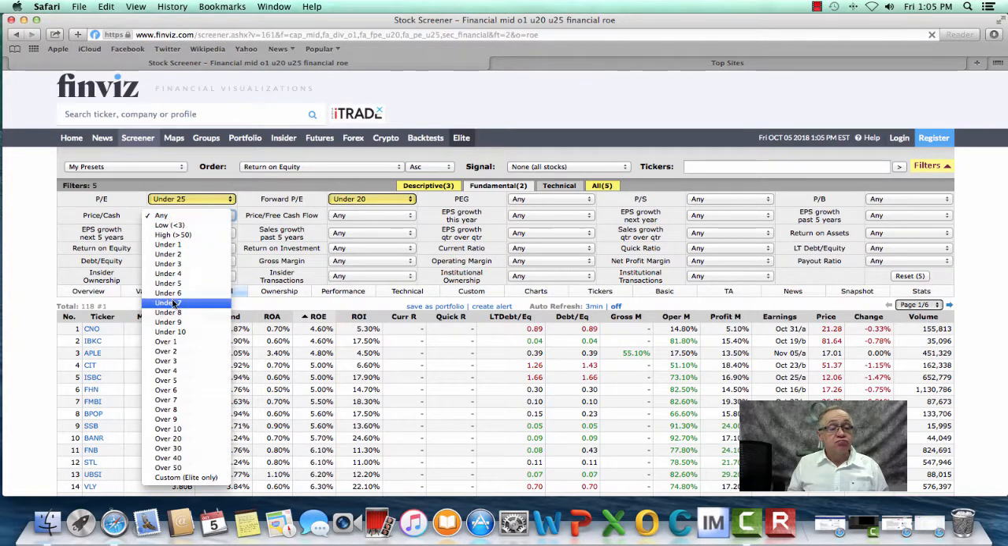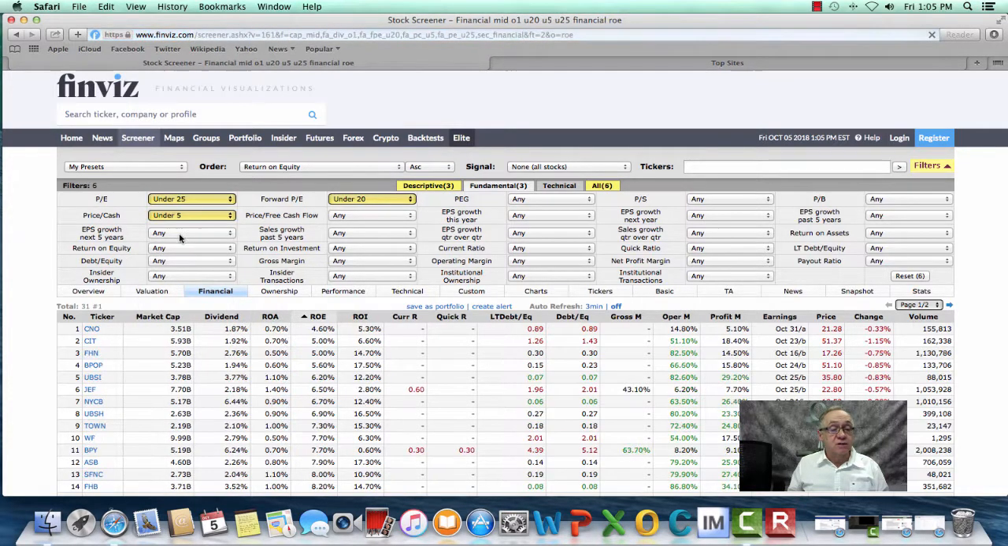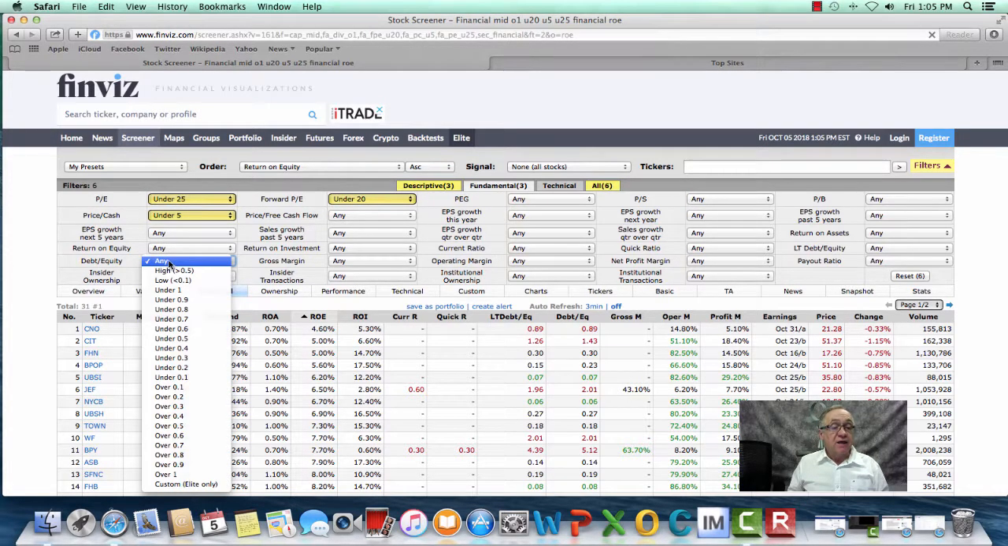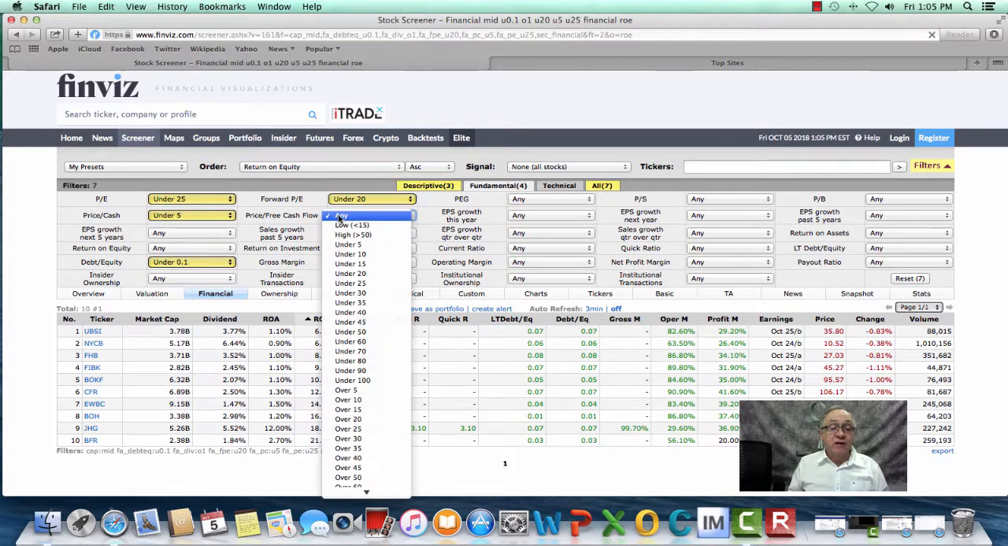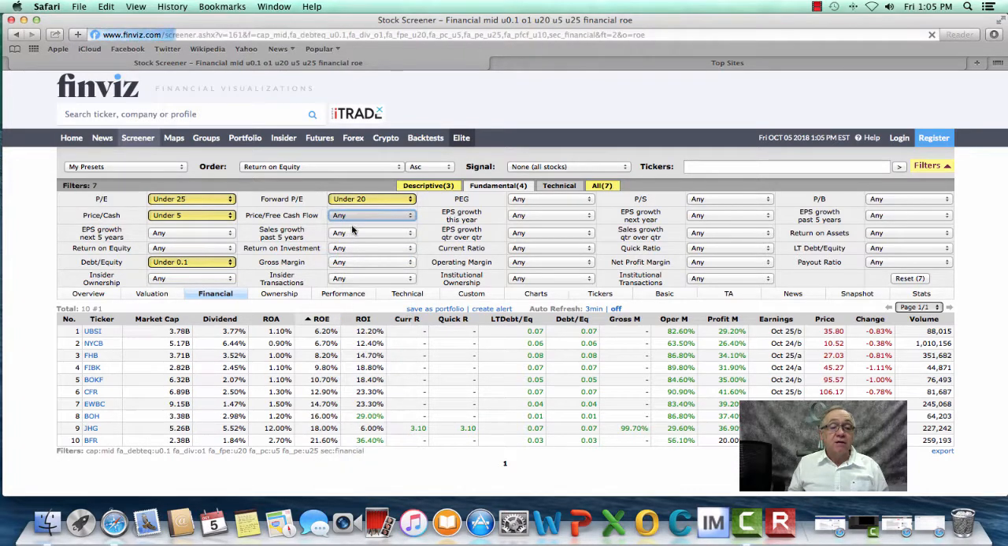Price to cash flow, under 5 is quite conservative. Earnings per share growth, we don't need that yet. Debt to equity, perhaps under 1. We're looking at banks and we don't want anything that is over leveraged. Price to free cash flow, under 10 possibly.